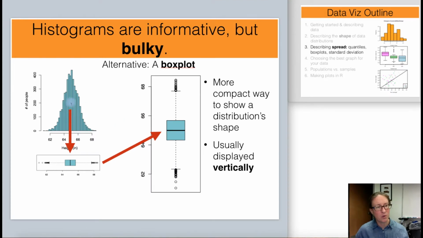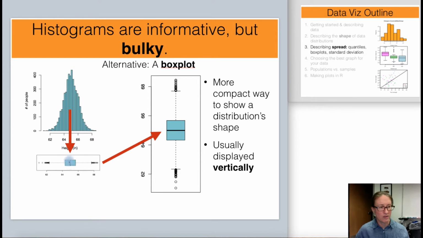A histogram's one way to visualize both the center of the data and the spread, but they're really bulky. And so here's another way to visualize those characteristics for some data. That's with a box plot. So what I've done here is I've shown you transforming this histogram into a box plot.